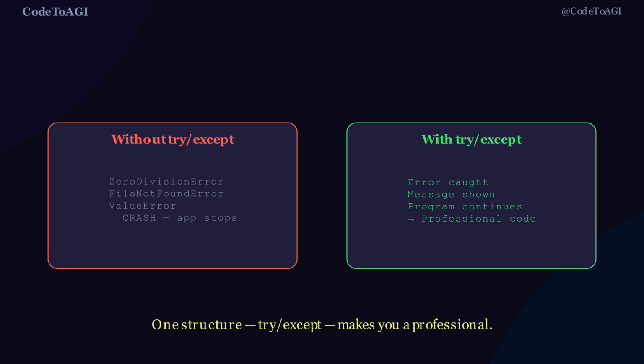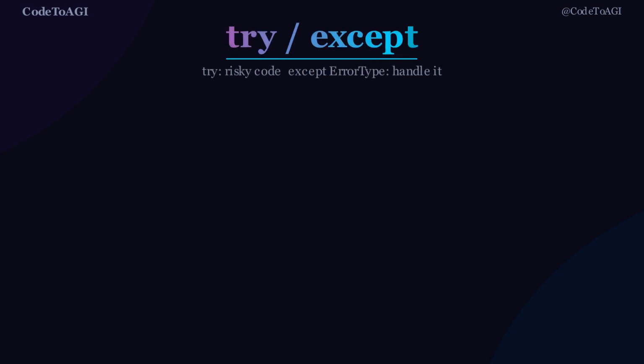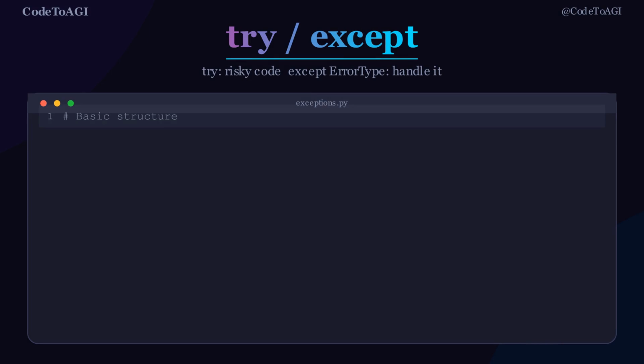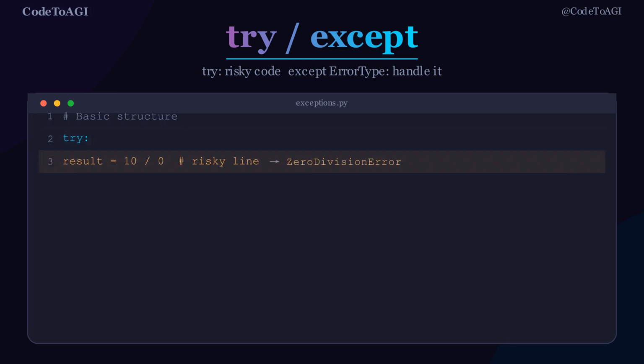Instagram, WhatsApp, Gmail. Every app you use has thousands of try-except blocks. That is why they never show you a red error screen. One structure, try-except, is the entire difference. The try-except block is Python's exception handling structure. You put your risky code inside try. If an error occurs, Python jumps to except immediately. The rest of try is skipped. Your program does not crash.